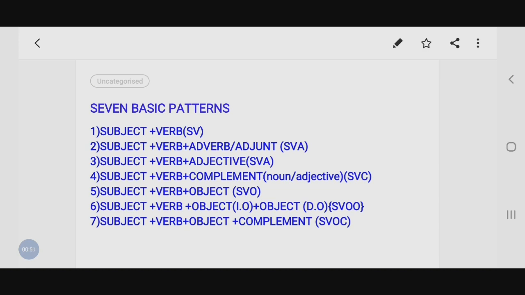Then third pattern, subject plus verb plus adjective. We call it SVC. Subject plus verb plus complement. You know, complement may be noun or adjective. SVC. Subject plus verb plus object. SVO. The next pattern, subject plus verb plus object, indirect object, and also another object, that is direct object. We can call it SVOO. Then subject plus verb plus object plus complement. SVOC. Okay. These are the 7 basic patterns of sentence.